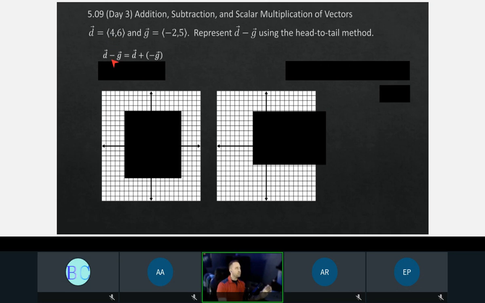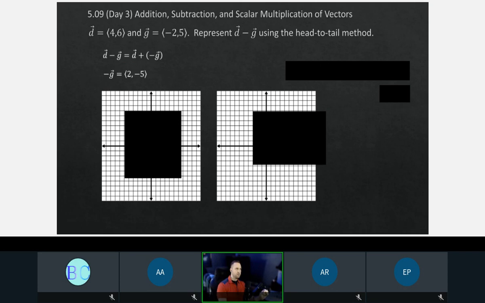So this is a little different. We went over this in class: when you have a minus, you have to distribute this minus, in this case, to this vector g, like I have here, and then rewrite it. So negative vector g is 2 comma negative 5. You have to do this on your test. On your quiz, you didn't have one like this.